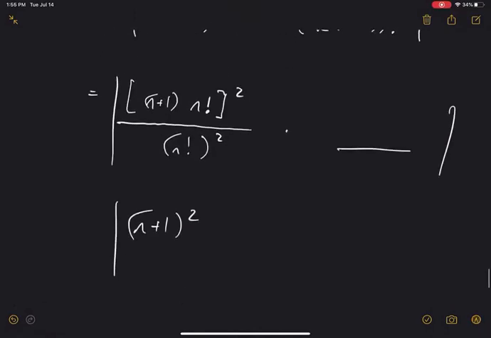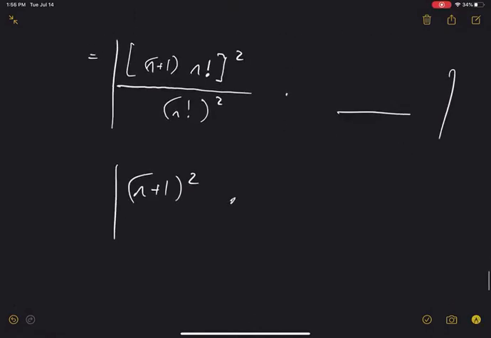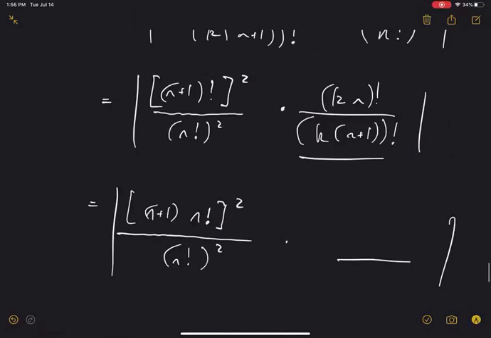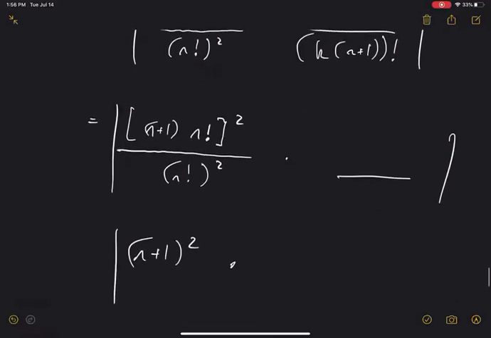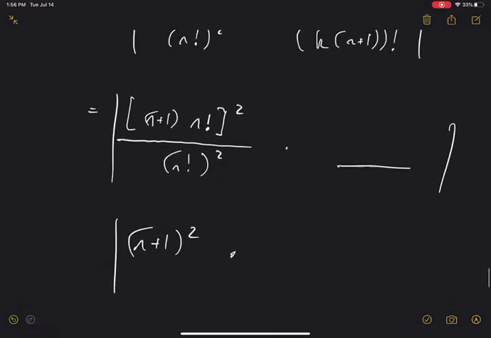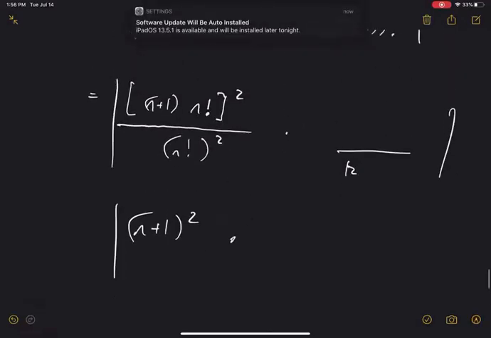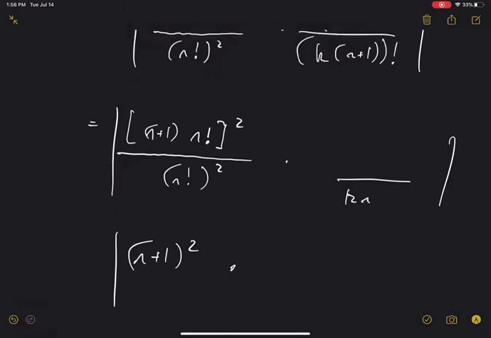Okay. All right. And now let's look at this stuff here. I got (2n factorial, or no, excuse me, that's not 2, that's a k) kn factorial over k times n plus 1 factorial. So let's simplify the bottom, okay? K times n plus 1 is kn plus k factorial, and then I got kn factorial, okay?